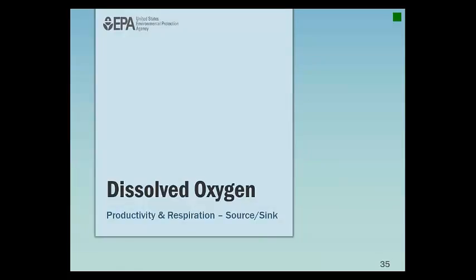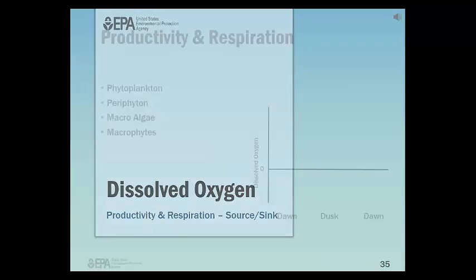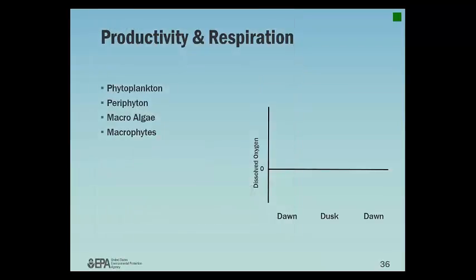The next process in the dissolved oxygen cycle that we'll have a quick look at is productivity and respiration. Productivity is defined as the amount of oxygen that is produced through photosynthesis for phytoplankton, periphyton, macroalgae, and macrophytes through the daylight period. Respiration is the amount of oxygen that is consumed due to metabolic processes within the phytoplankton groups.